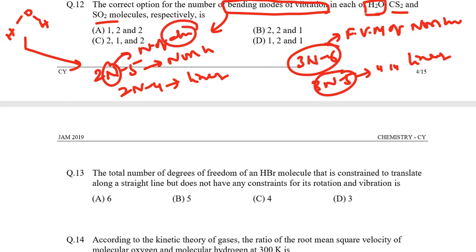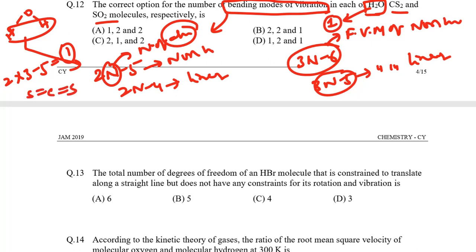Here we have 3 atoms, 1 oxygen, 2 hydrogens. So 2 into 3 minus 5 results in 1. So water molecule has 1 bending mode of vibration. Now just look at CS2. We know that carbon disulfide is a linear molecule. For that we need to use the 2n minus 4 formula, and we have 3 atoms in it. 2 into 3 minus 4 results in 1. So CS2 produces 1 bending mode of vibration.